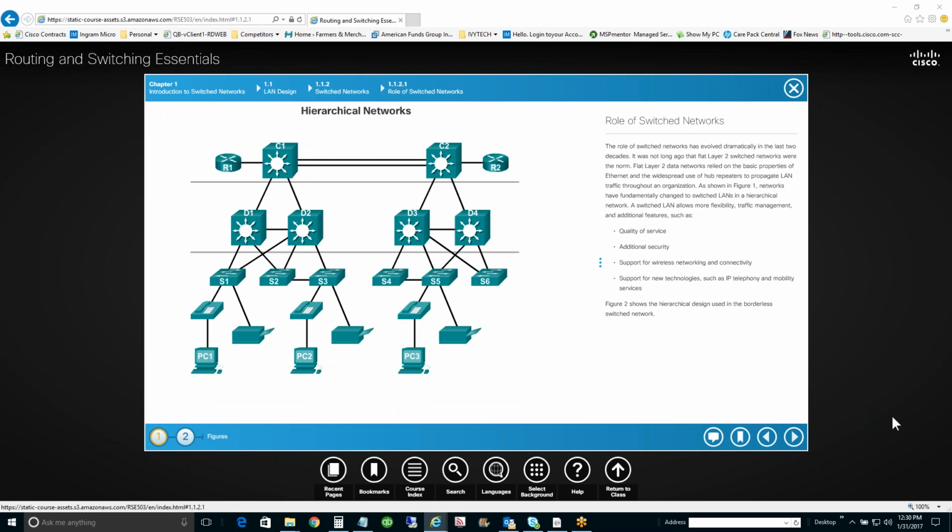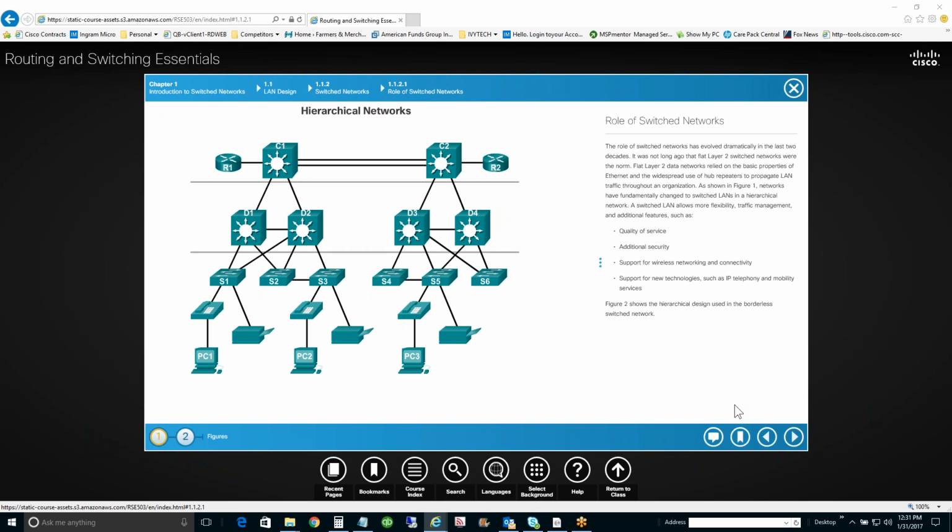So the role of switch networks here in 1.1.2.1 is that a switch network provides us a high quality of service, so that depending on our type of traffic, it gets there in a reasonable time frame without corruption or delay. Our switch networks also provide some additional security based on our policies and where we allow certain traffic to go within the network, which we'll get into more when we talk about VLANs in Chapter 2.